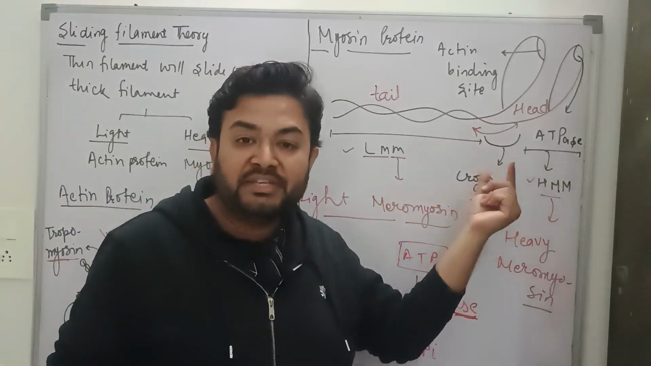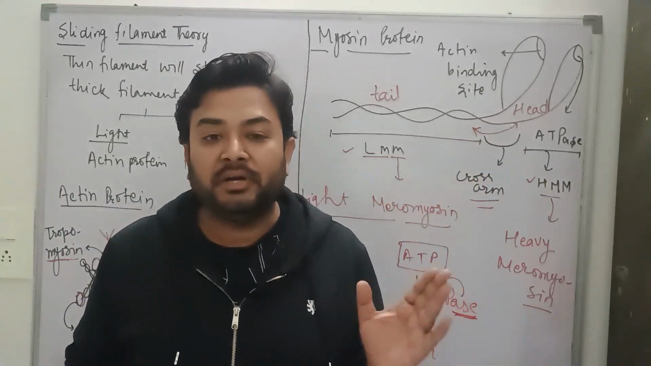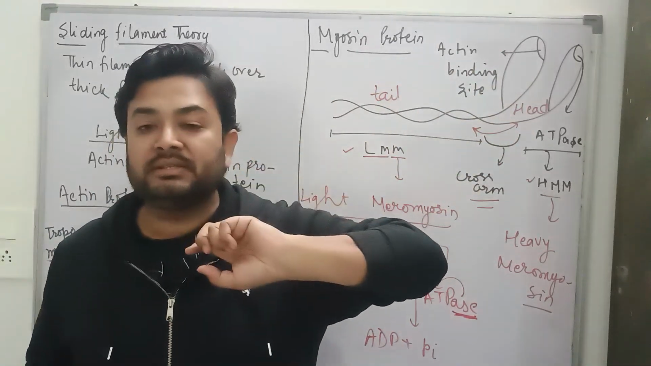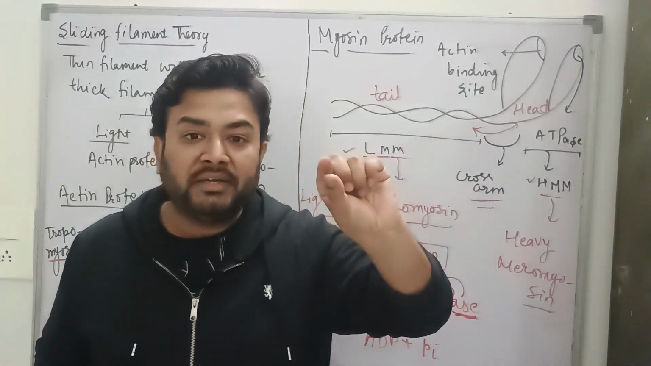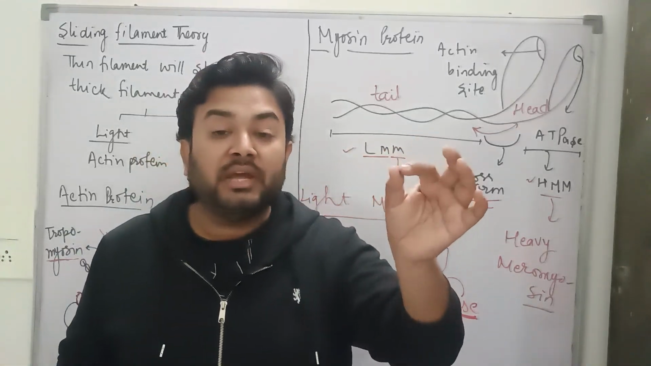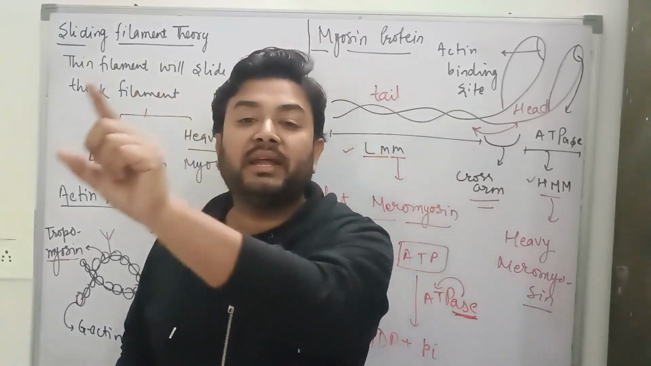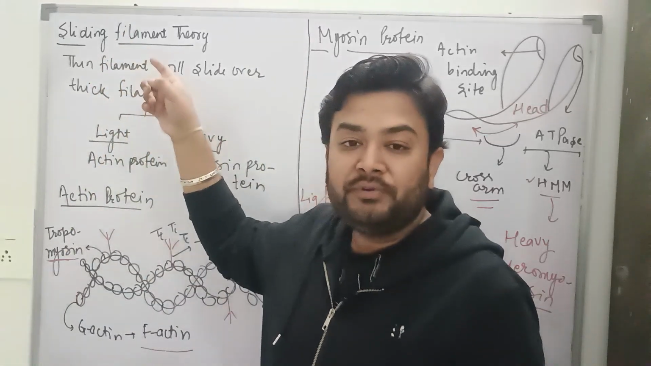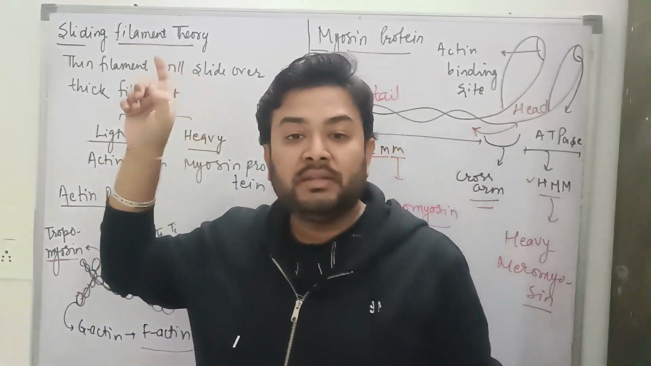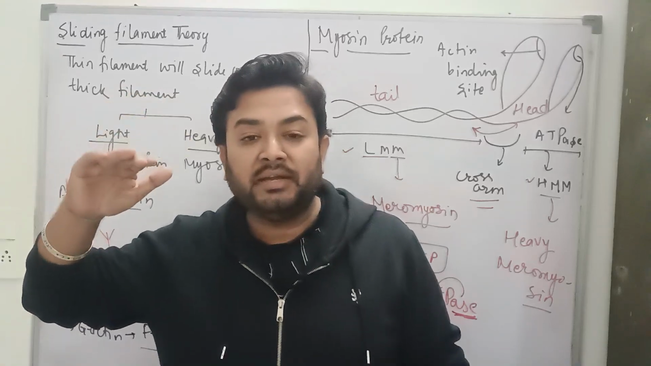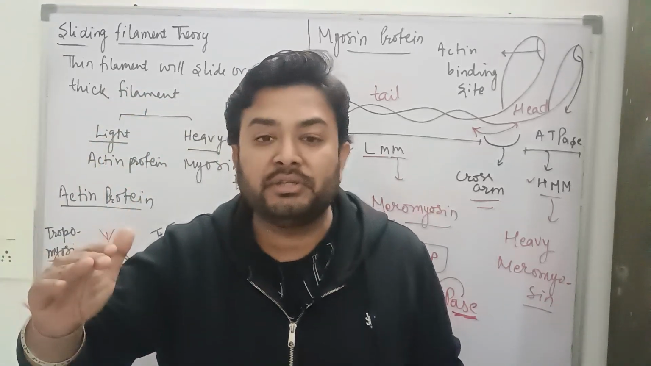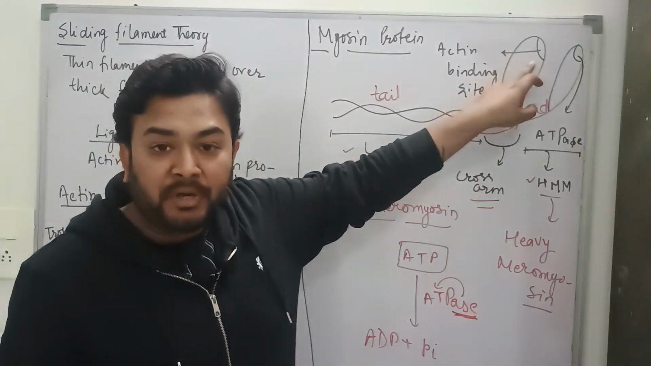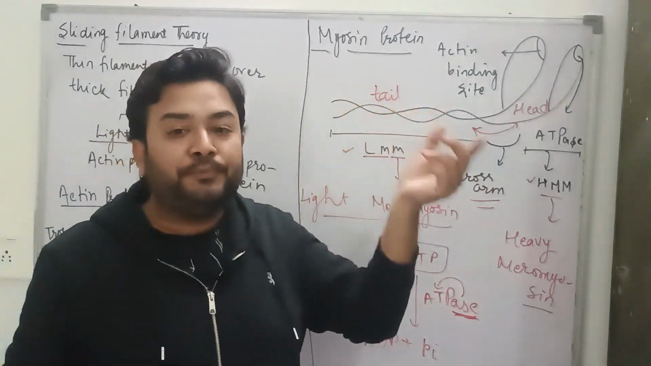The second one is HMM, the heavy part, heavy meromyosin, and its head region consists of two things. First, the actin binding site, meaning the part of myosin which is going to attach over actin at its active site. Because according to the sliding filament theory, actin will slide over myosin, so there needs to be a connection between them, and that part of myosin should be attached with actin's active part.